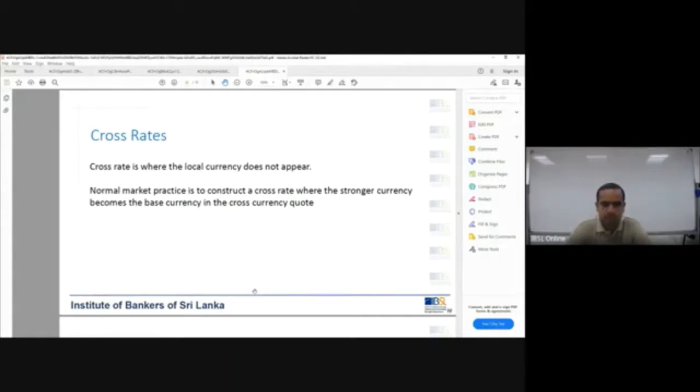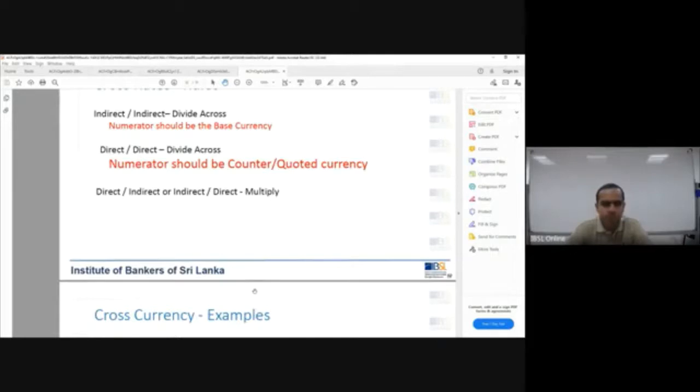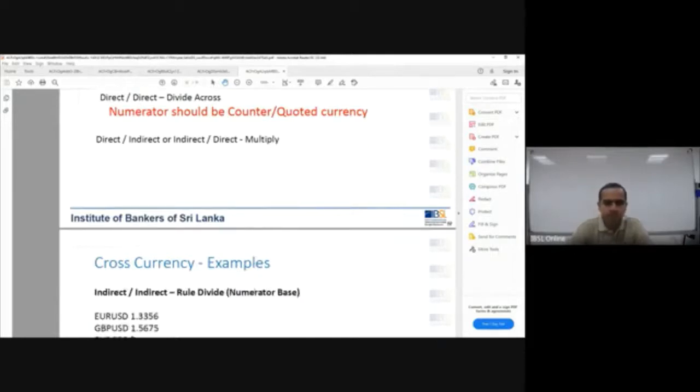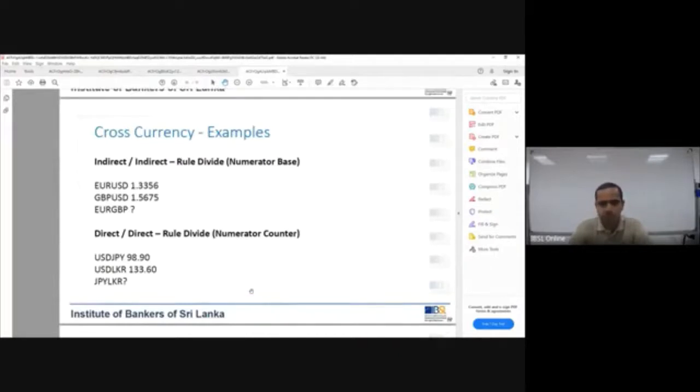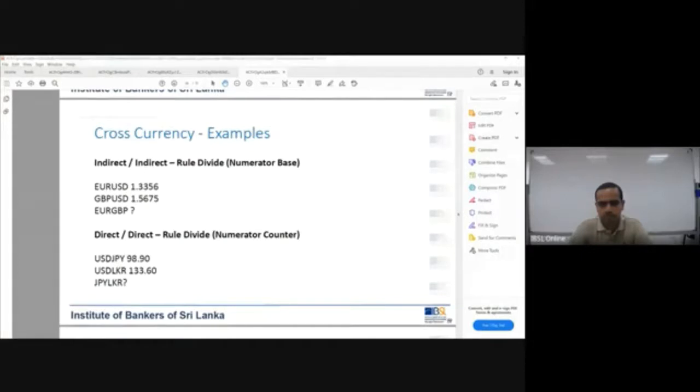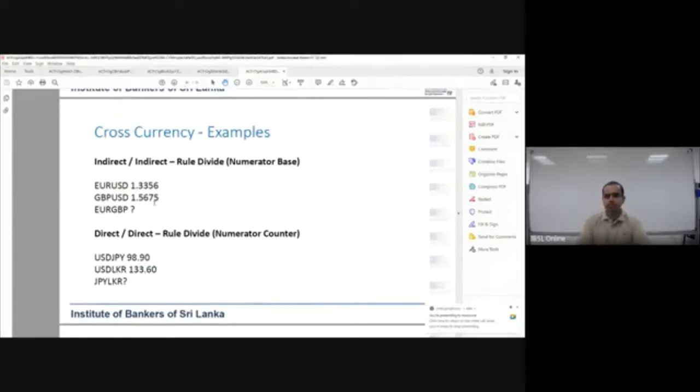Normal market practice is to construct a cross rate where the stronger currency becomes the base currency in the cross currency quote. You don't have to remember the technicals, but now let's do an example straight away. Let's try these examples.